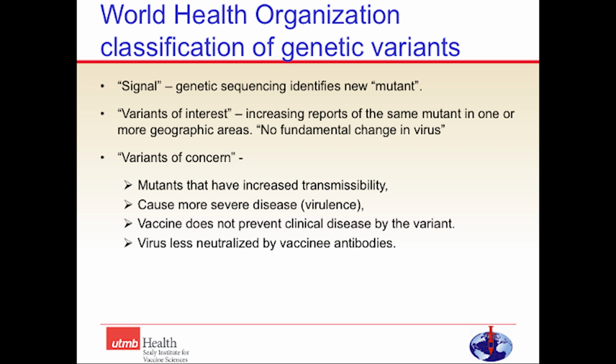And then we have variants of concern, which are mutants that have increased transmissibility, they cause more severe disease, the vaccine does not prevent clinical disease by the variant, or the virus is less neutralized by vaccine antibodies. So mutants have increased transmissibility. This is the major problem we have, that the virus keeps changing and it keeps becoming, with each variant, more and more transmissible. And I'll explain that in a minute.